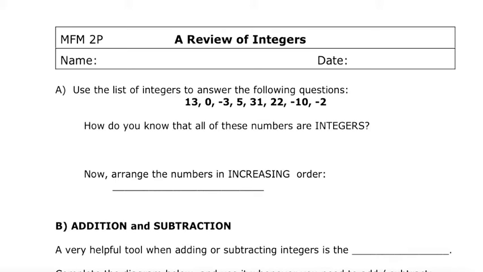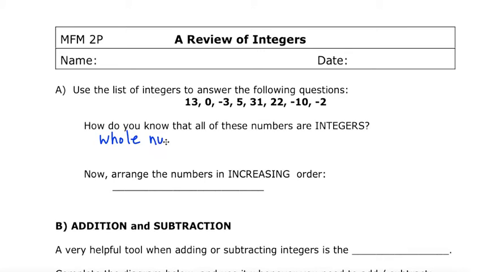A review of integers. We're going to use the list of integers to answer the following questions. The list of integers is as follows: 13, 0, -3, 5, 31, 22, -10, and -2. So how do we know that all of these numbers are integers? Well, we know they're integers because they are all whole numbers.